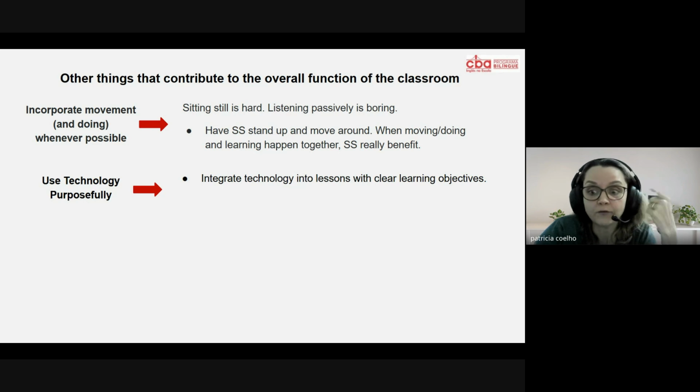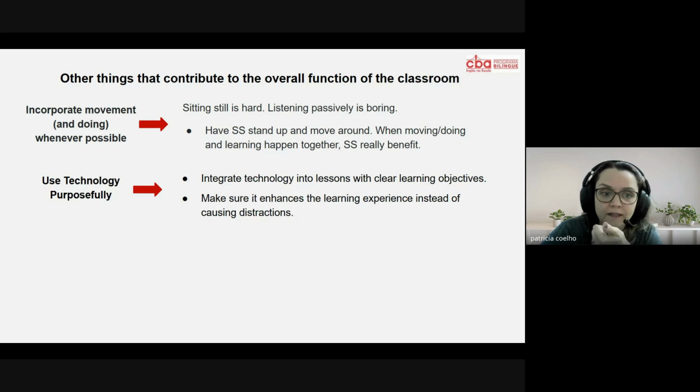We should, and if we do have the technology, I think Bianca has it, right? Bianca, I don't remember if she uses a tablet. Let's integrate technology into lessons with clear learning objectives, because maybe we use it too much. Every opportunity and then it's the screen. Every opportunity and it's an online game. Or I have 10 students and I want to show a video in a very small screen. Make sure technology enhances the learning experience instead of causing distractions.